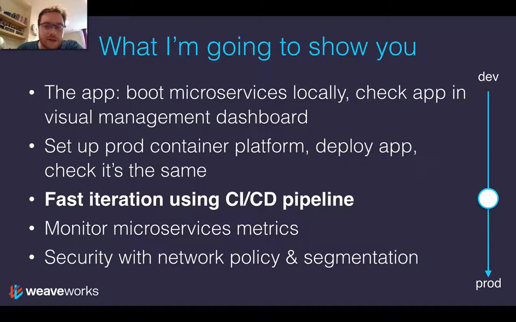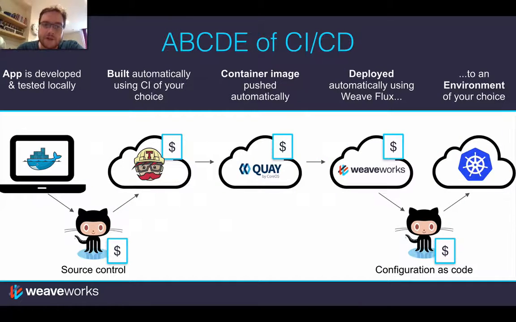So watch out, this is the most complicated bit, because it involves several different moving parts. But I like to call it the ABCDE of CI/CD. ABCDE refers to the app being developed and tested locally, then built using continuous integration of my choice, then pushed automatically to my container registry, deployed automatically using Weave Flux, and deployed automatically to an environment of my choice, in this case Kubernetes.